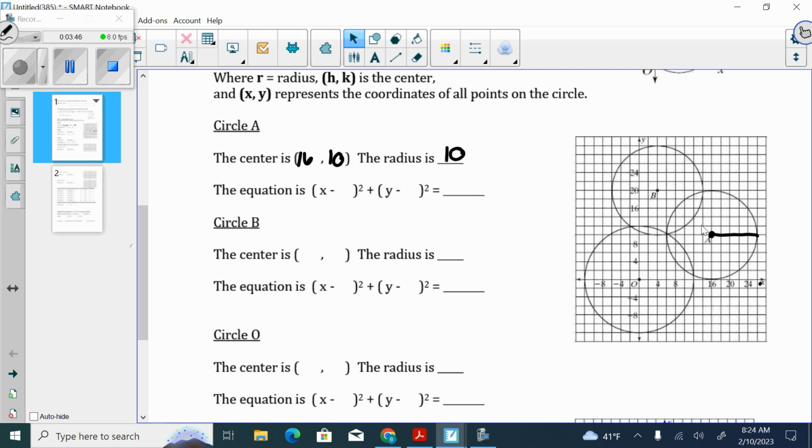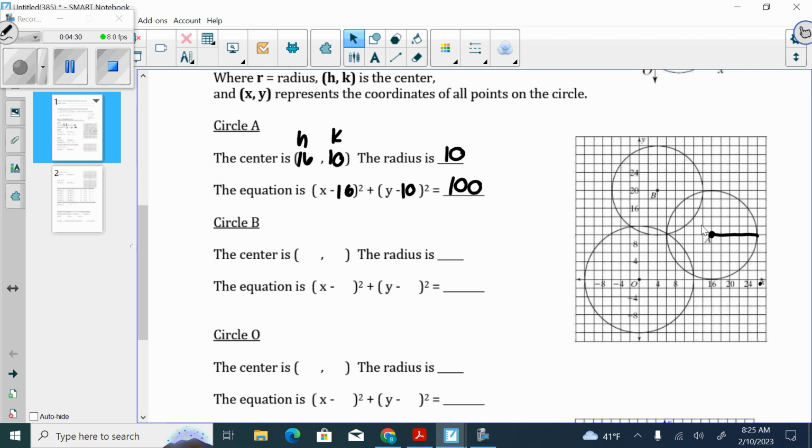And then we're just going to fill in the information for the equation. So remember, the equation is (x minus h), and remember, this is h and k. So I'm going to have x minus what? 16 squared plus (y minus k), which for us will be y minus 10, squared, equals r squared. Well, our r is 10, so what's 10 squared? 100. And this is the equation for that specific circle.